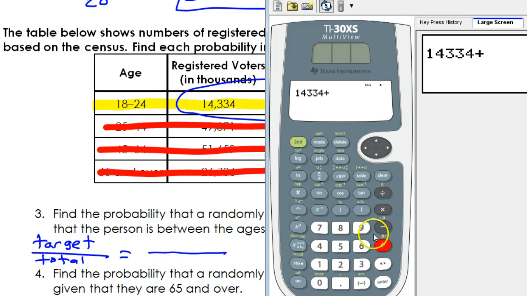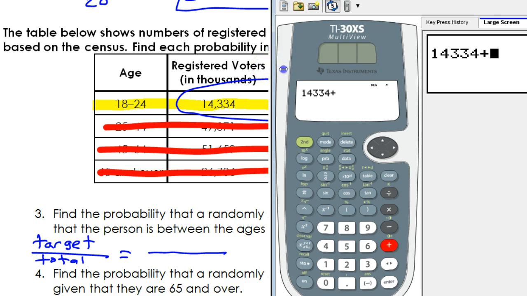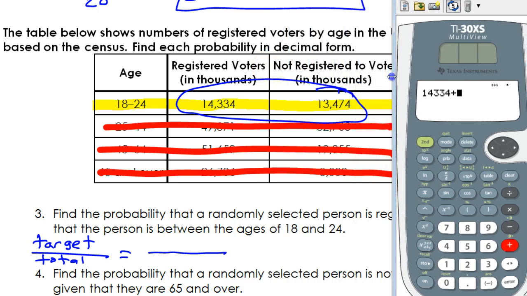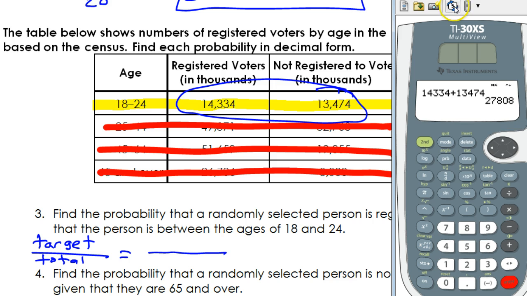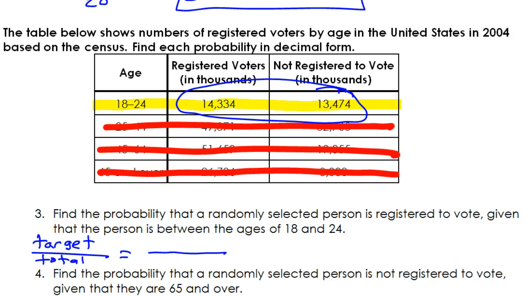Alright, so we're adding. So I take that, move this aside, and I'm going to add the other one, 13,474. Okay, so there's my total is 27,808.